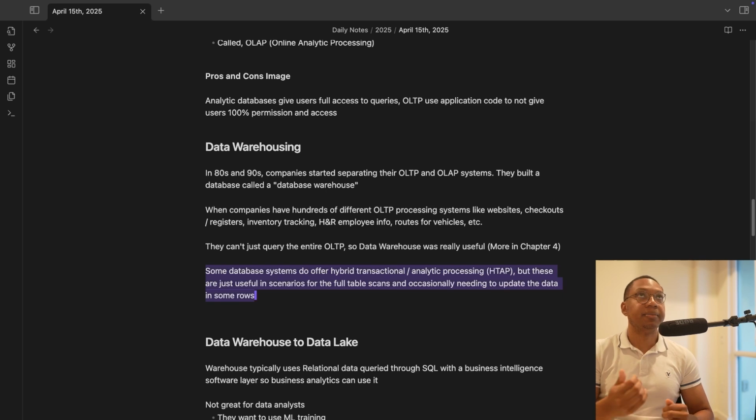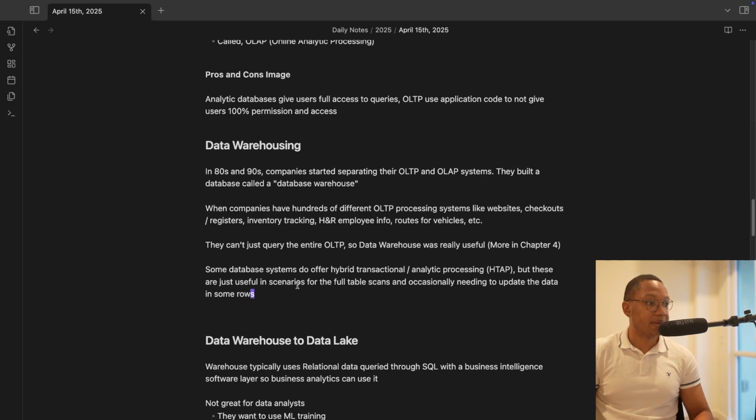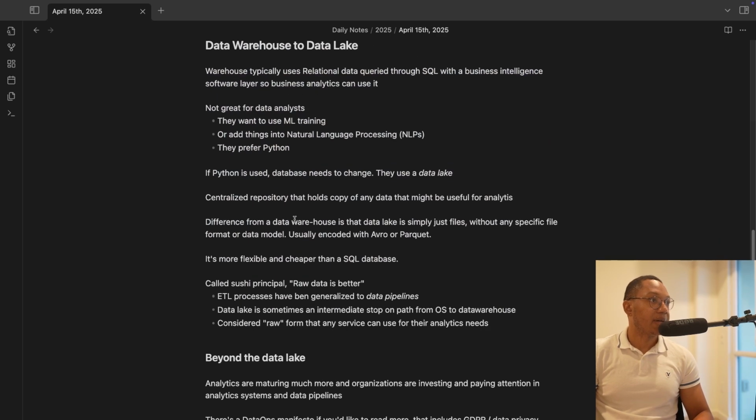It seems that some database systems are now offering a hybrid. So we're kind of moving towards not separating them, and having them in the same one. These are great for scenarios where you only occasionally need to update the rows, but you still want full table scans. I didn't even know about this, but cool, fun fact.